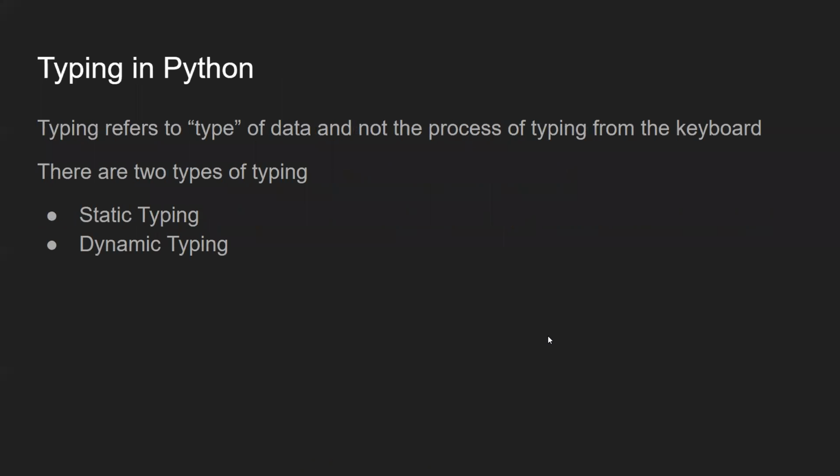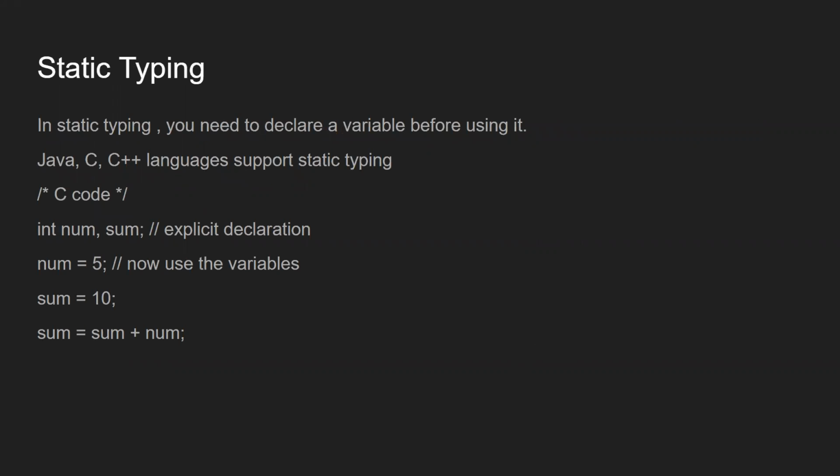Now let's see what is typing. Typing in Python refers to the type of data. I'm not talking about the process which you do from the keyboard. It is not the process of typing from the keyboard. It refers to the type of data. And based on that, there are two typings, static typing and dynamic typing. Now, what is static typing?